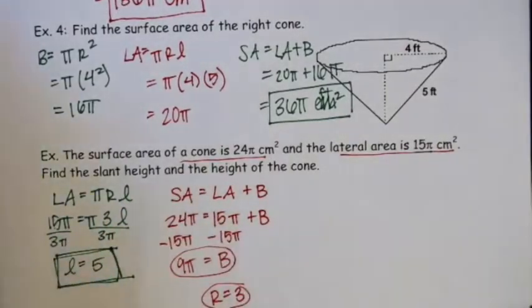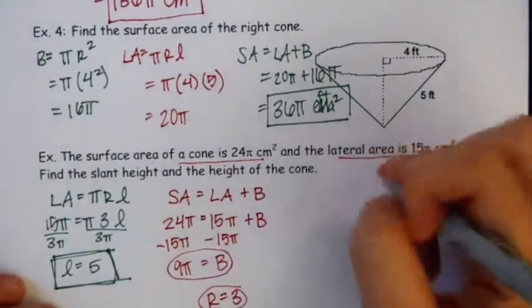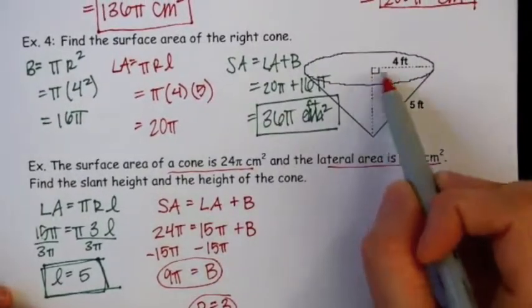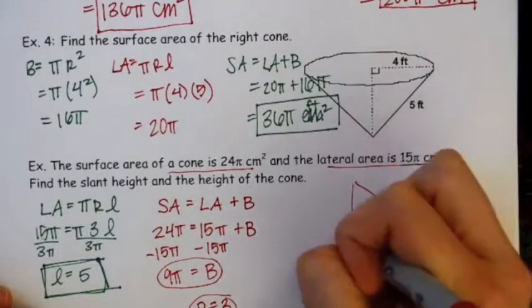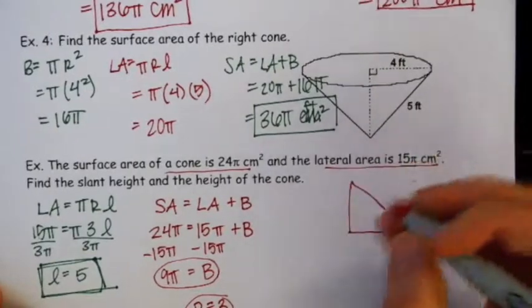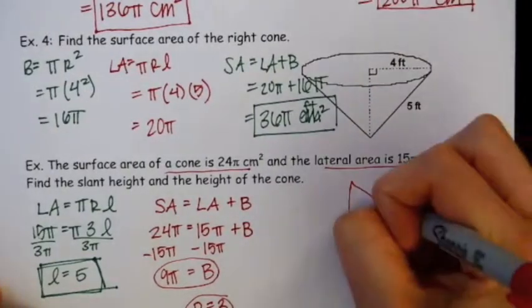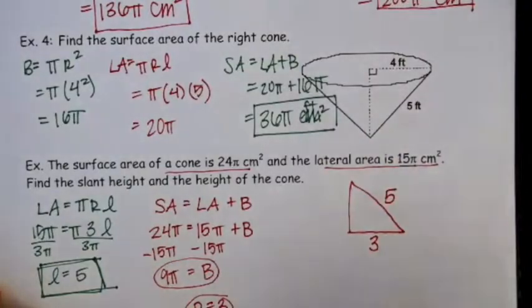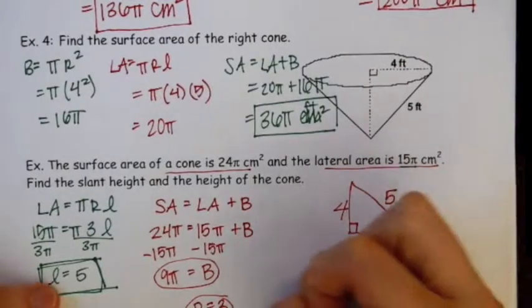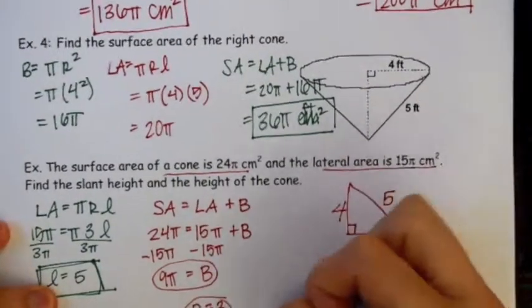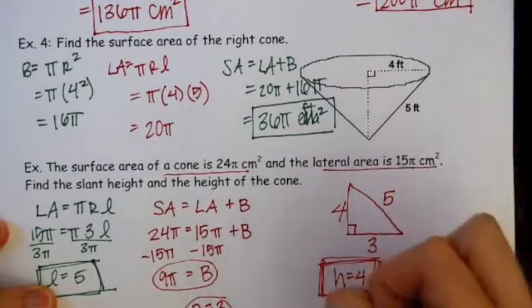Now I also need to find the height of the cone. But if you remember and you look up here carefully, you know that in your cone you have your little triangle. So I know that my radius is 3 and my slant height is 5. Now I hope you realize by now this is a Pythagorean triple, so my height has to be 4. And again here your units are centimeters.